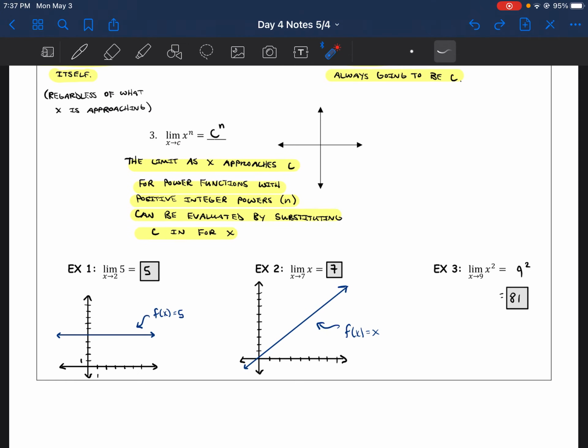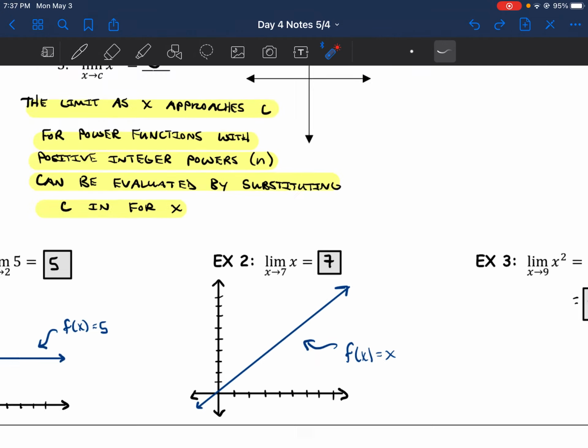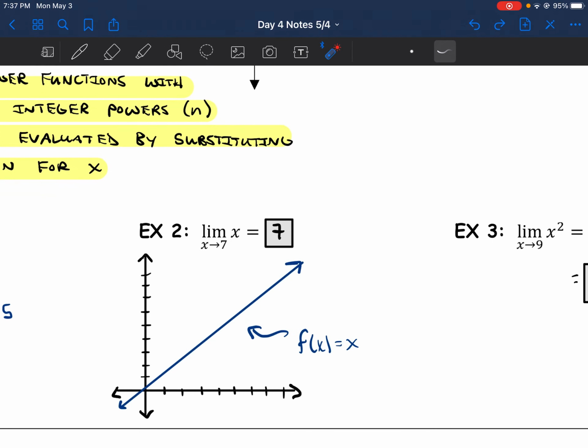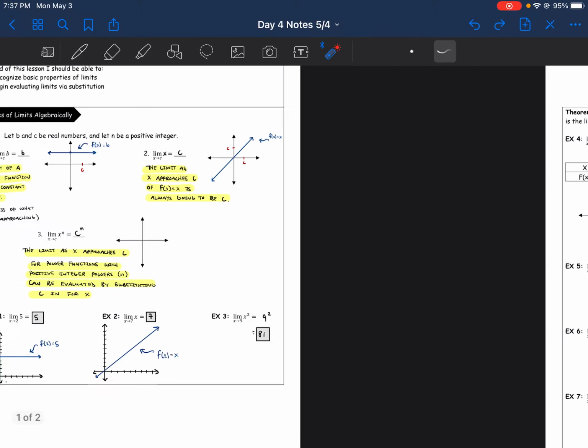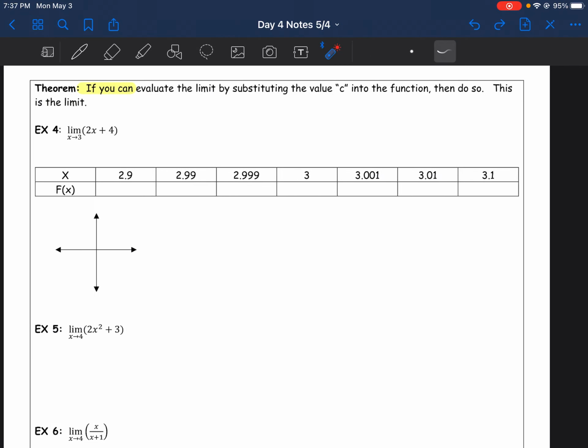So really what this is going to show us is that in these examples right here, and you'll see this on the back of the notes, if you can take the number that your x is approaching, you can plug it in, and if it works, that's going to be the limit, which is actually pretty cool. So let's do some more examples like that on the back.